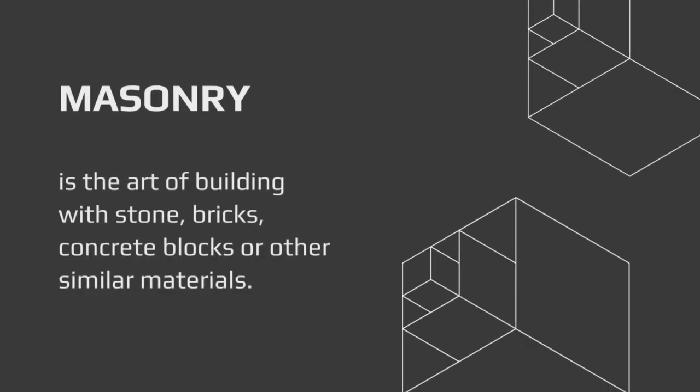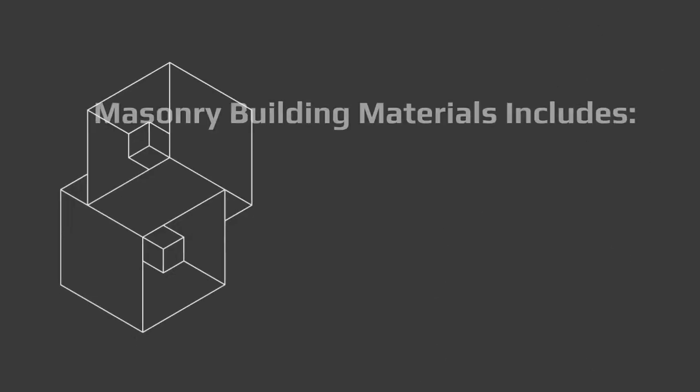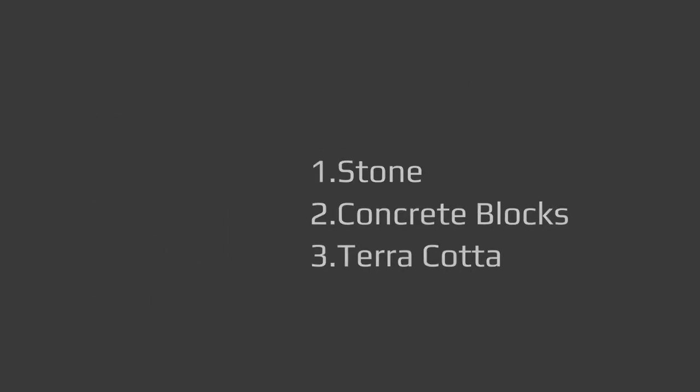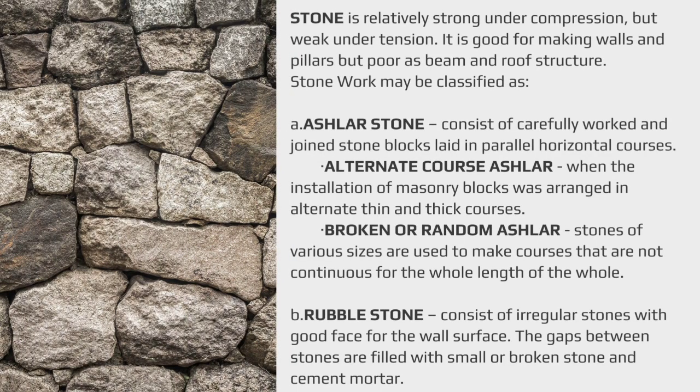Masonry is the art of building with stone, bricks, concrete blocks, or other similar materials. Masonry building materials include stone, concrete blocks, terracotta. Stone is relatively strong under compression, but weak under tension. It is good for making walls and pillars, but poor as beam and roof structure.